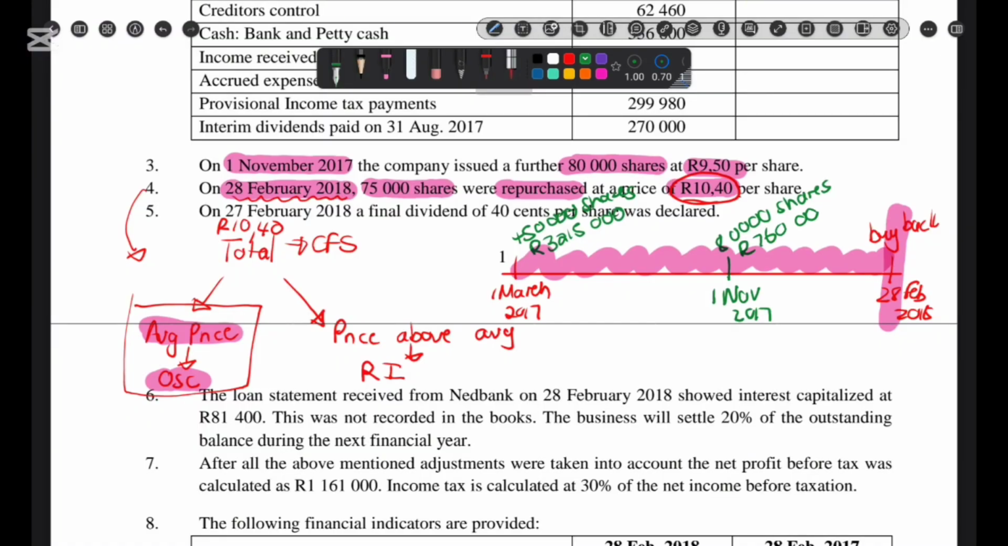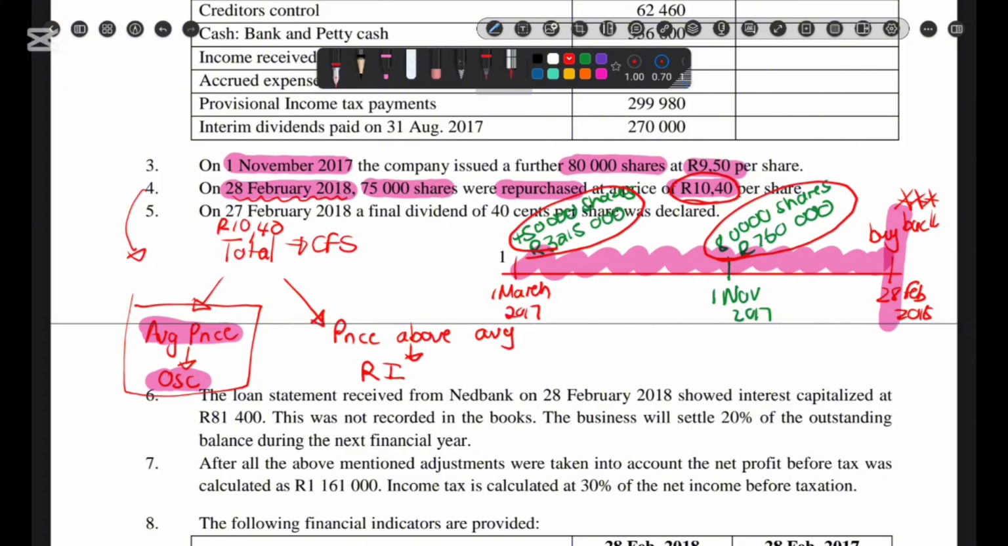So now, can you see, by the time that the buyback happened, right? Remember, my buyback happened over here. So by the time that the buyback happens, how many shares did we have in issue? We have these shares at the beginning of the year, and we have these shares during the year, on the 1st of November. These are the shares that were issued before the buyback, right?